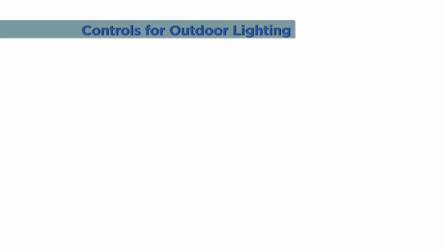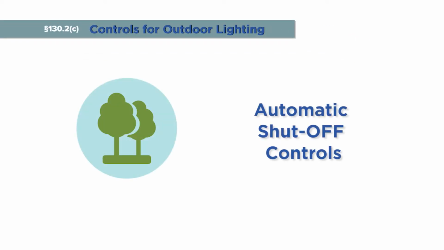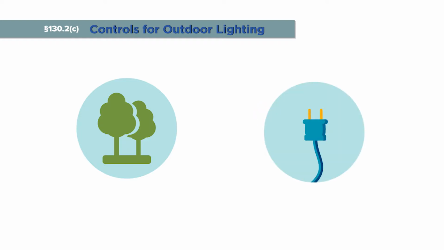Now let's talk about general lighting control requirements for outdoor luminaires. First, all installed outdoor lighting must be controlled by a photo control or outdoor astronomical time switch control, or other control capable of automatically shutting off the outdoor lighting when daylighting is available. All installed outdoor lighting must also be independently controlled from other electrical loads by an automatic scheduling control.